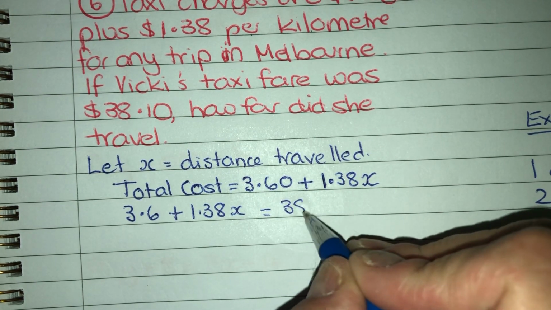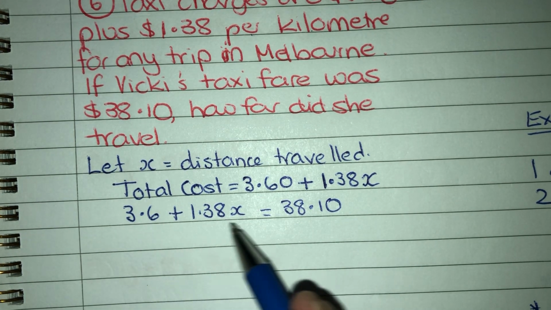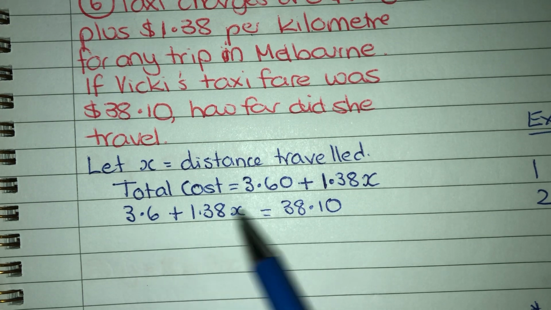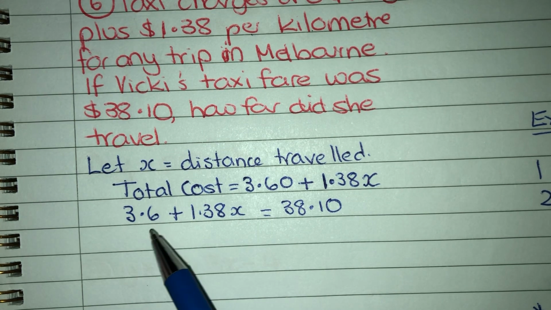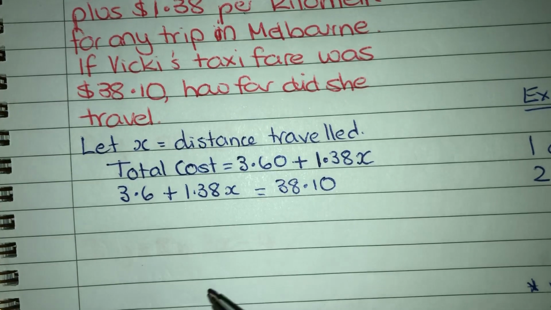So the total cost we know is $38.10. We can put that in. And all of a sudden, even though it's an ugly equation, we have an equation. I say ugly because we've got decimal places. Make sure you're using your calculator at this stage.